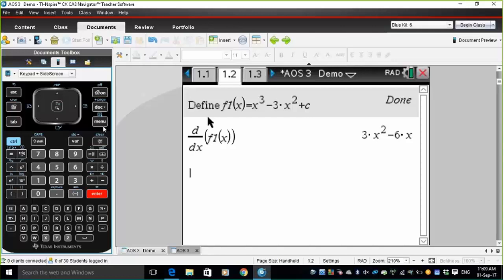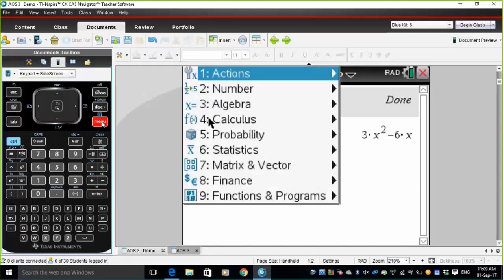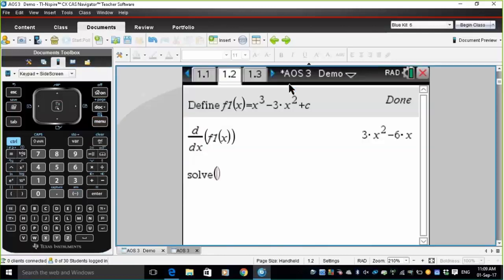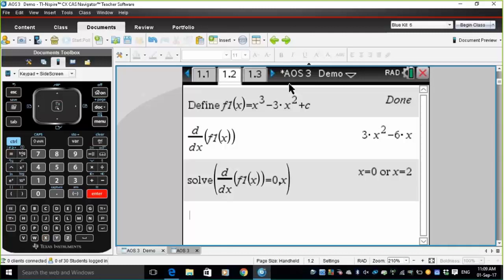What we want to do now is solve and find the turning points. So we're going to go Menu, Algebra, Solve, and we want to solve where the gradient, well, we could type that in. Alternatively, just press the up arrow command and solve when that is equal to 0 for x. So we type comma x. That gives me x equals 0 and x equals 2 as the two x values of the turning points.